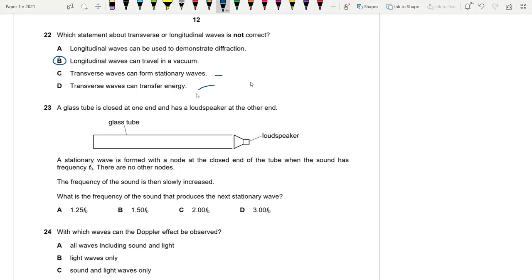A glass tube is closed at one end and has a loudspeaker at the other end. A standing wave is formed with a node at the closed end of the tube, when the sound has frequency f0. There are no other nodes. Okay, so the only node we have is here.